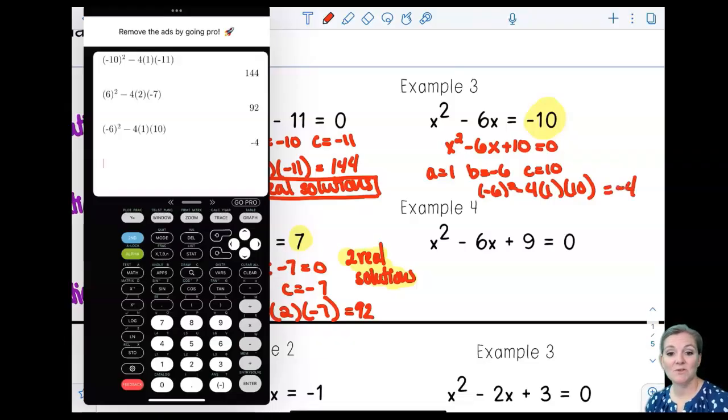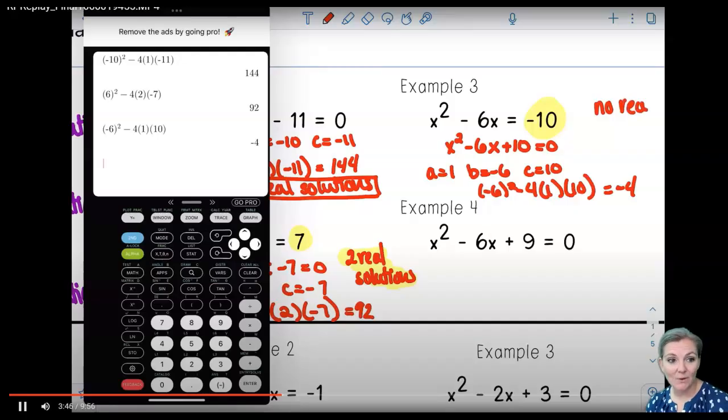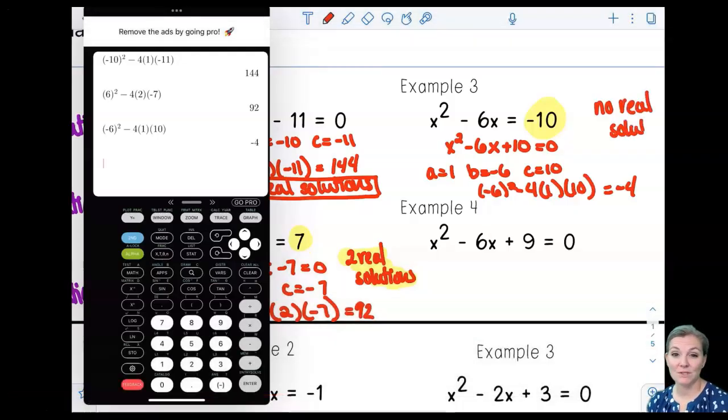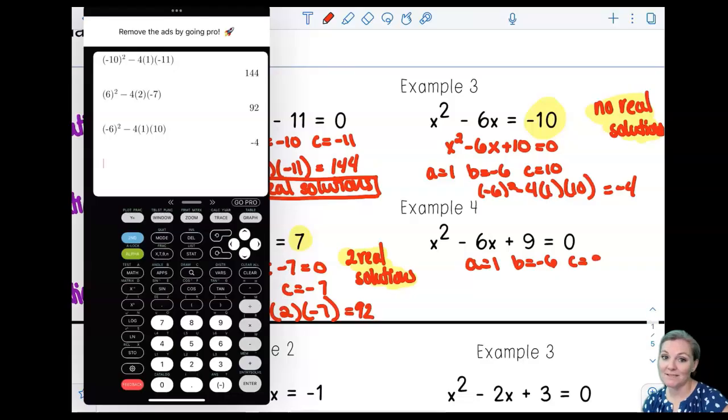This is a case where my discriminant is less than 0, meaning I have no real solutions. What I have are imaginary solutions. We'll get there eventually this year, but we're not there yet. Okay, so I have no real solutions.